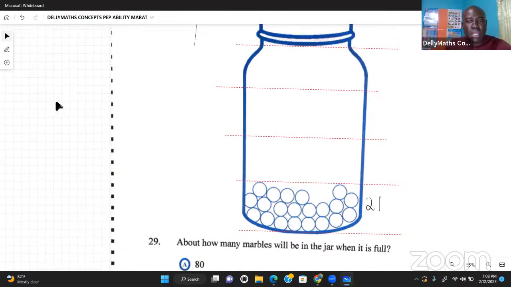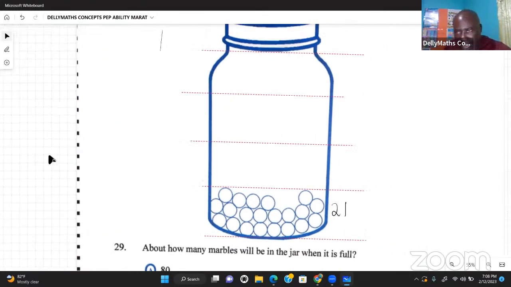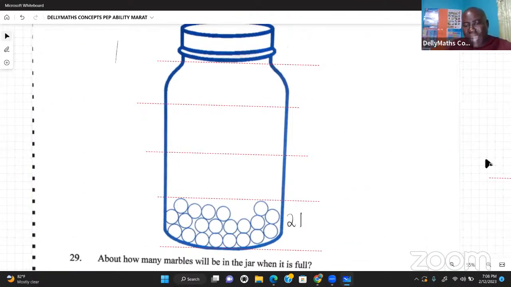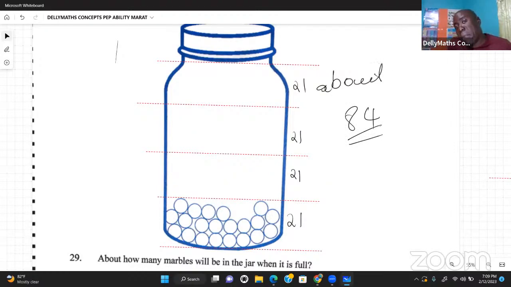So you want to use the 21 that they gave you to predict what's going on for the rest. If that is about 21, this is about 21, this is about 21, right? The question is about how many marbles will be in the jar when it is full. If it is full, I'm looking at somewhere near about 84. I'm not saying it is 84, but we want to say about, right?